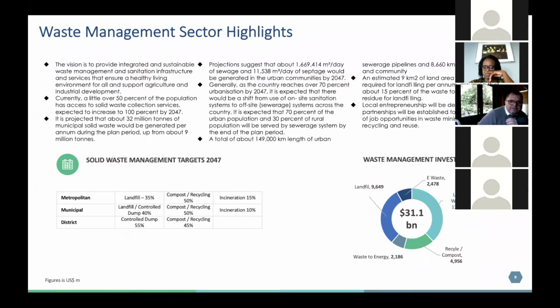In terms of that landfill, they're suggesting that about 9 square kilometres of land area will be required for the landfilling, and 15% of that would be treated as residue for landfilling. Again, local entrepreneurship and public-private partnerships feature in that space, as we're seeing some existing corporations in Ghana already providing those services.